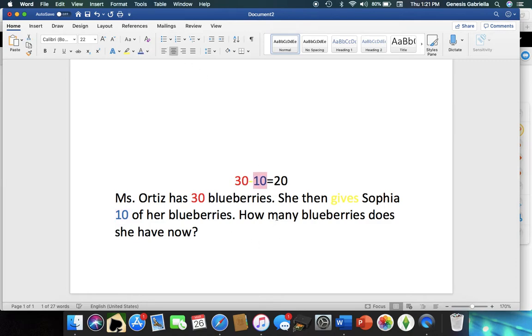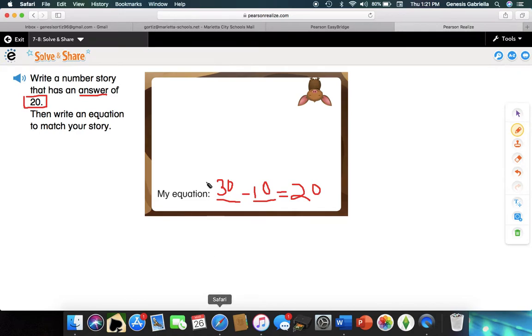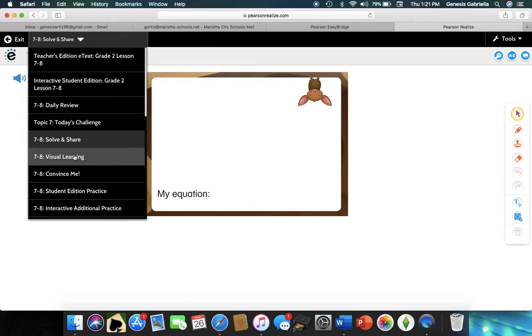And then, of course, we have the answer, which is what the problem started out with, right? And that's obviously the answer, but that's how you would word your story problem. And that's basically what our solve and share is, guys. It's super easy, and I actually love it. It's super fun. You can get creative with these things, just kind of open your mind a little bit with this. All right, and that's it for our solve and share. Now we can go into our visual learning for today.